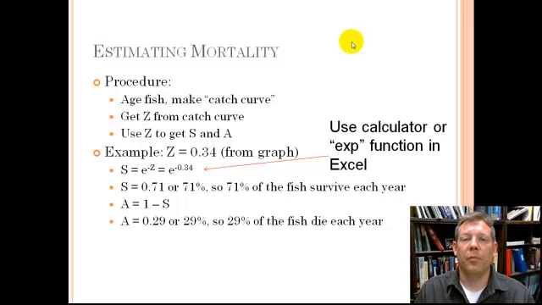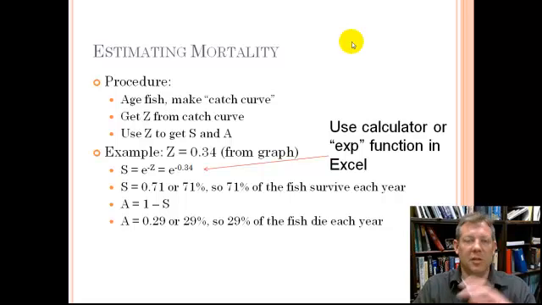So for example, that graph I showed you earlier, the slope was negative 0.34, so Z is positive 0.34. Plug that into this equation. We just take e raised to the negative Z, so now we're going back to the negative, but again, just plug the numbers in, it's fine. E to the negative 0.34 can be done on a calculator. In Excel, the function is called exp. It's just e raised to a number, so now we're untransforming the numbers.